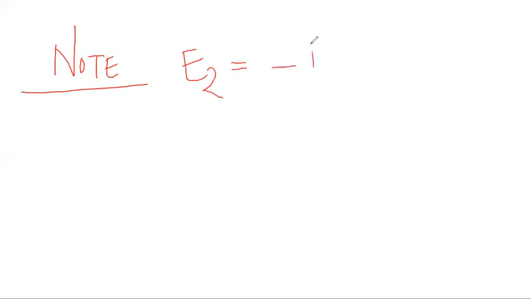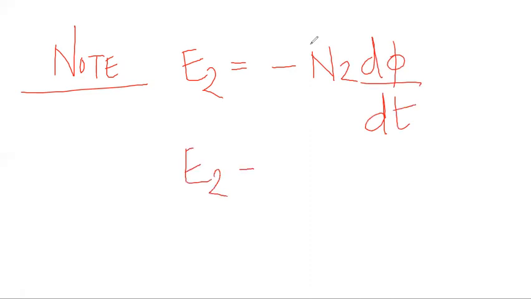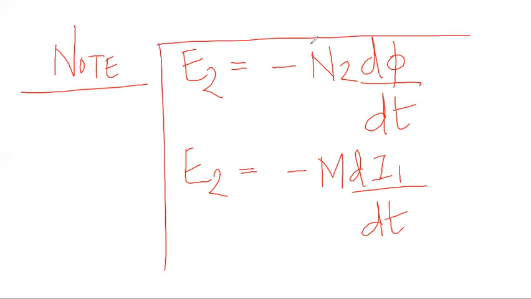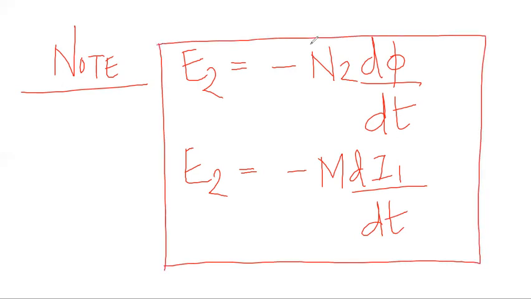Like a note, you can mention that the secondary of the transformer has two formulas. E2 is minus N2 d phi by dt is one formula. And another formula we have studied during mutual induction is minus M di1 upon dt. These two are very important formulas for the secondary of any transformer. One is in terms of number of turns and the other is in terms of mutual induction. Here you will see flux, here you will see current. So it's important for you to know that.